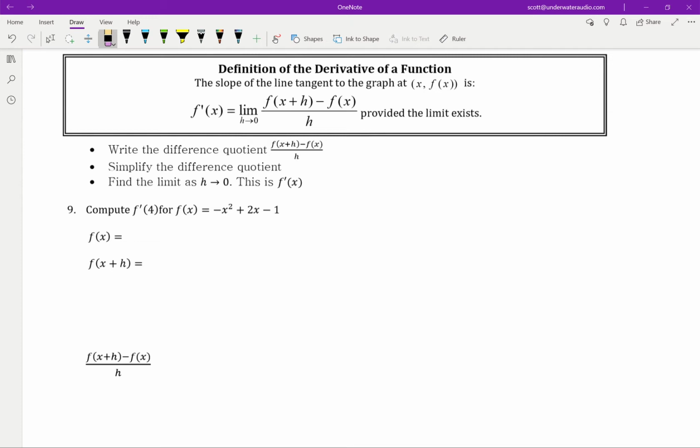So for number 9, just diving right in, it says compute f prime of 4 for f of x equals negative x squared plus 2x minus 1. So this is what we're looking for. We're going to use this whole process down here. The function in question is this one right here. I'm supposed to find f of x plus h, which means for every x in this equation, I'm going to replace it with x plus h.